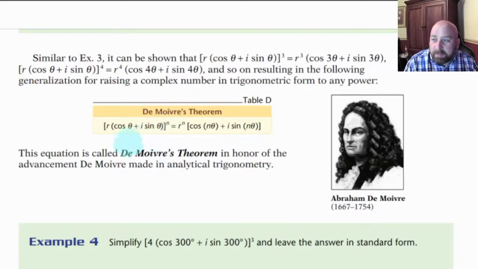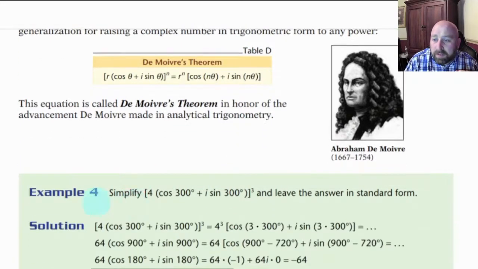So here's his theorem. Here's the concept behind his theorem, all right? We've been talking about it. The idea here is that he has created a formula that allows us to raise a complex number to any power. So if we want to cube it, if we want to take it to the 5th power, if we want to take it to the 12th power, doesn't matter. His formula will allow us to do that. That's what it's all about. That's why we use it. And you can see it there on table D.